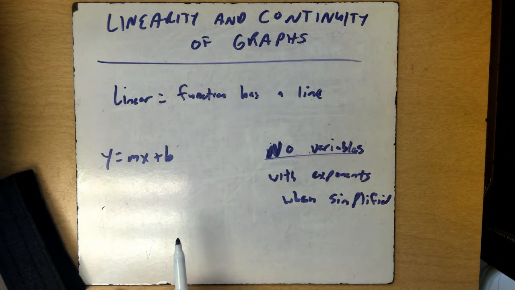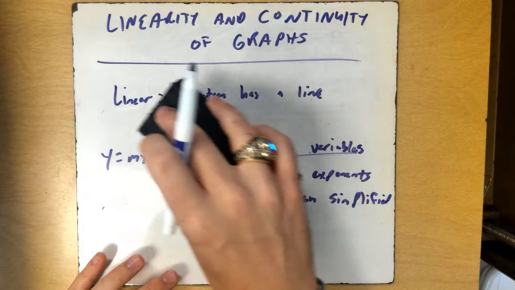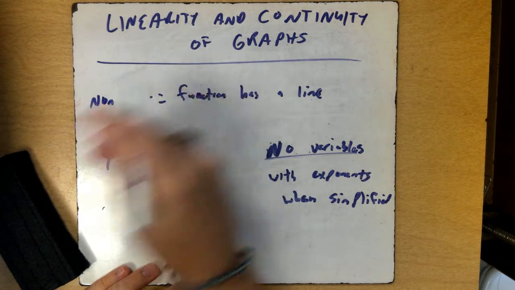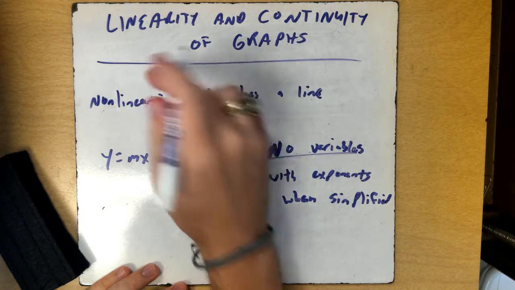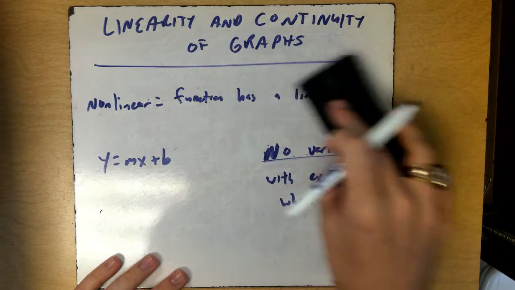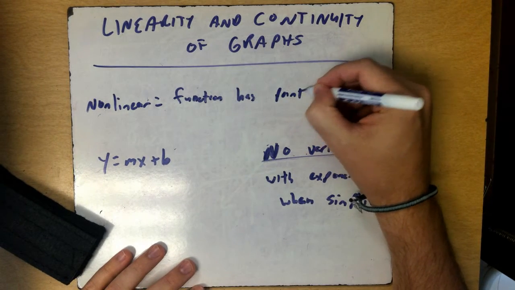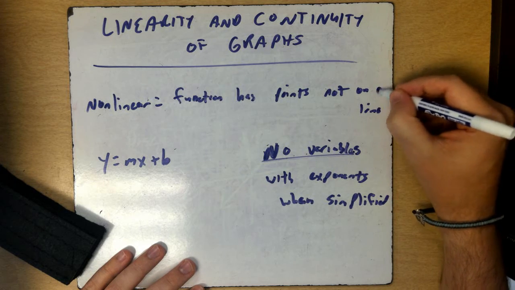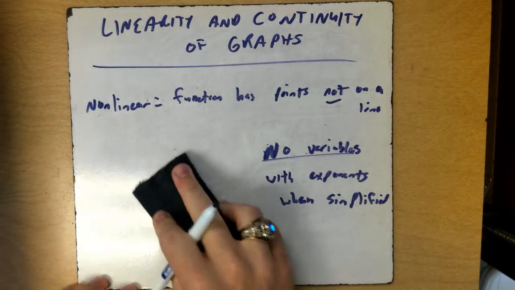Okay. So what happens if it's not linear? If it's not linear, right? Non-linear. Okay. A nonlinear function has points not on a line, right? So basically the opposite of linear. Pretty simple, right? Points that are not on a line, okay?